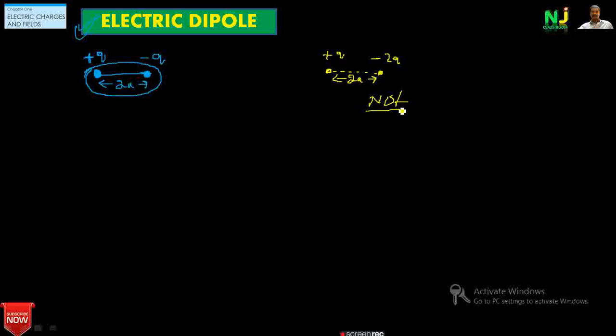This is not an electric dipole. So in order to say electric dipole, the pair of charges must be equal and opposite. Look at here, that pair of charges must be equal and opposite.